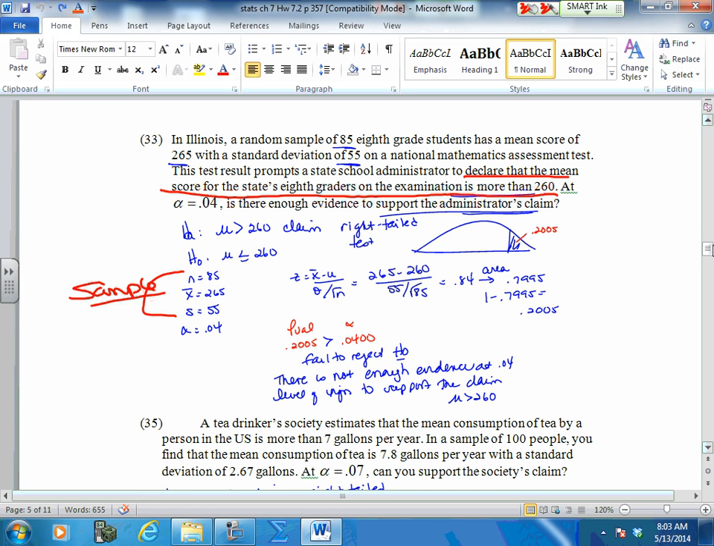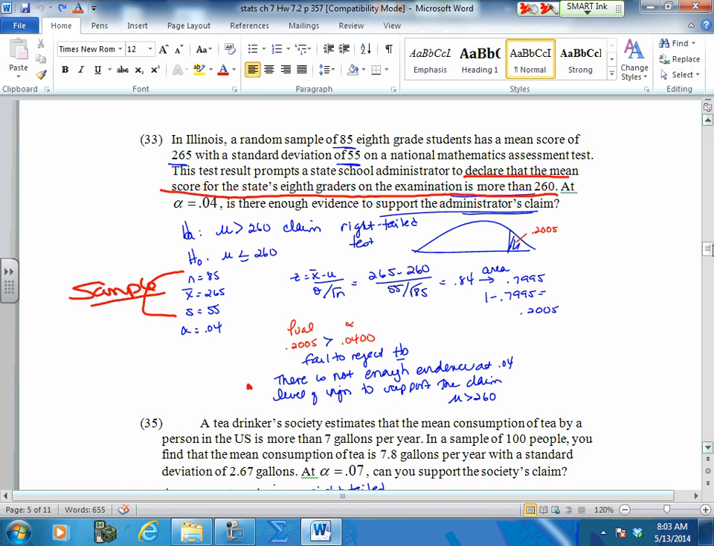You want to support his claim. He used your information to make his claim. God bless you. So you obviously want to support him, right? He used your sample, right? So we want to support this guy. So we state our claim, our alternative, find your z-score, we've got a right-tail test, make your decision, and give me your interpretation.